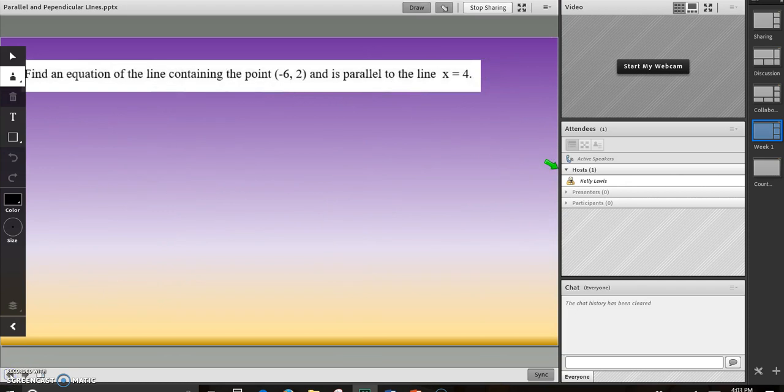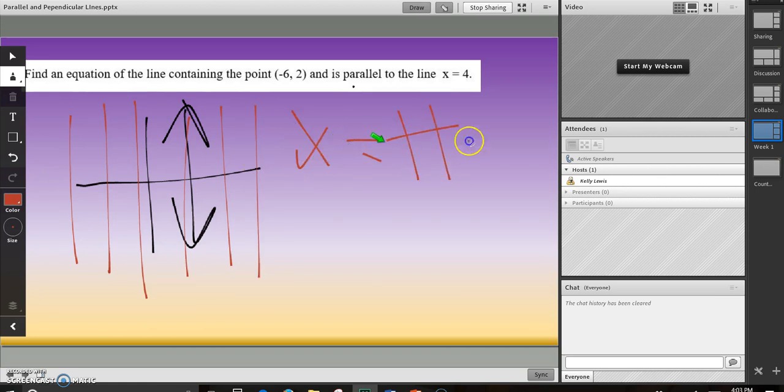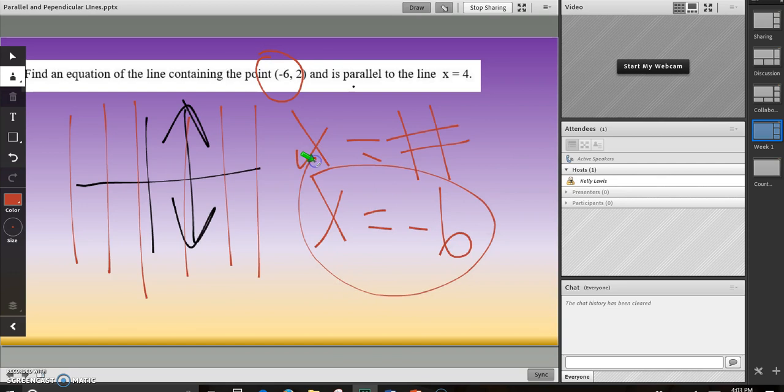All right, let's do this one. Find an equation of a line containing the point negative 6, 2 that's parallel to the line x equals 4. The line x equals 4 is like right here. And if we want something that's parallel, that's this. So those parallel lines are x equals a number. Well, the only number that x can equal right there is negative 6. So we're done.